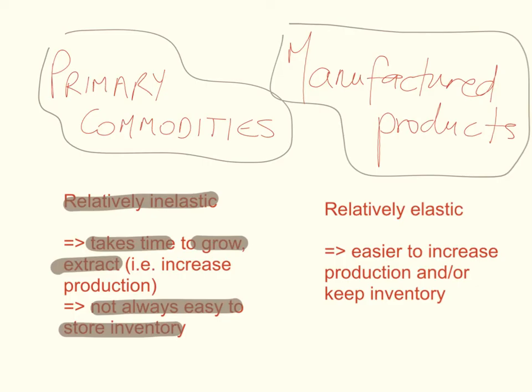However, manufactured products, on the other hand, their supply is often relatively elastic because it's very easy to keep inventory. Most of them are very easy to store, and it's much easier to increase production. So the price elasticity of supply will often be higher for manufactured products and much lower for primary commodities. And this is because supply of manufactured products is a lot more responsive to changes to price, because producers can easily increase production most of the time, or they can keep inventory. While primary commodities, producing more of these commodities often takes time, and it's not always easy to increase production if there's a rise in price.